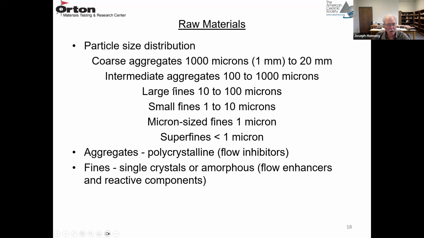So the coarser aggregates are usually polycrystalline. They actually are flow inhibitors, so they inhibit the flow of a castable or a gunning mix. The fines are usually single crystals or even amorphous materials. These enhance the flow, and they're the reactive components that provide the bonding. So this is what typical sizes might look like in these materials.